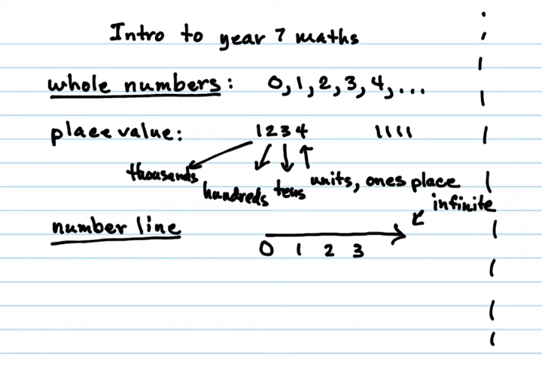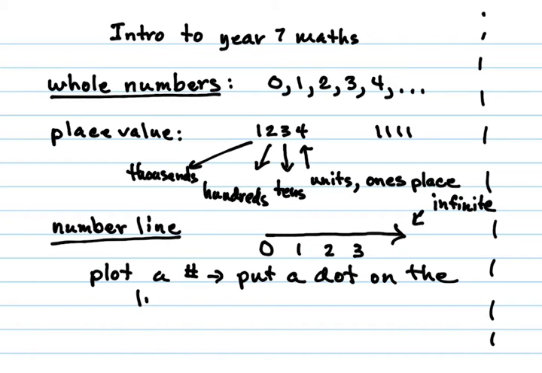When you're plotting numbers on a number line, if I asked you to plot a number, that simply means put a dot on the line. Right? You've done lots of that. So if I was going to ask you to plot 2, for example, I would just put a dot above the 2 on the line.